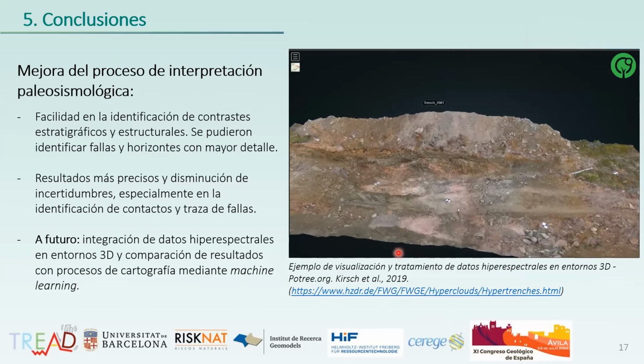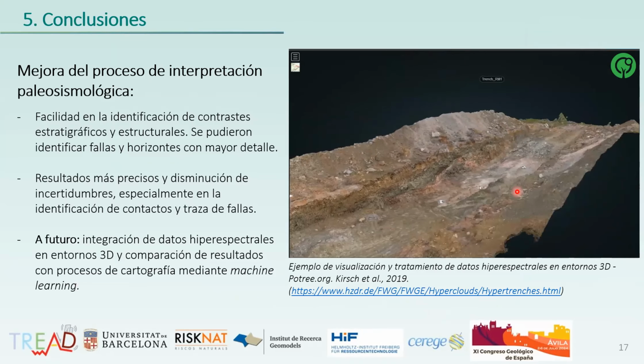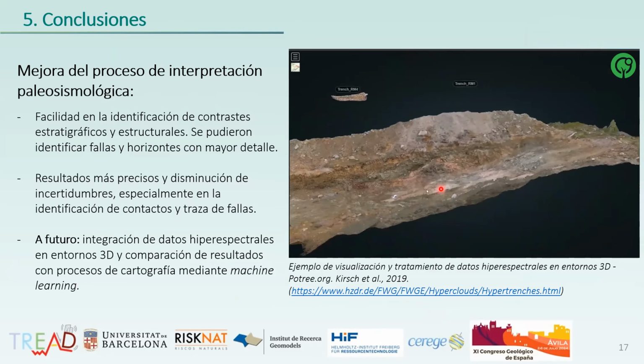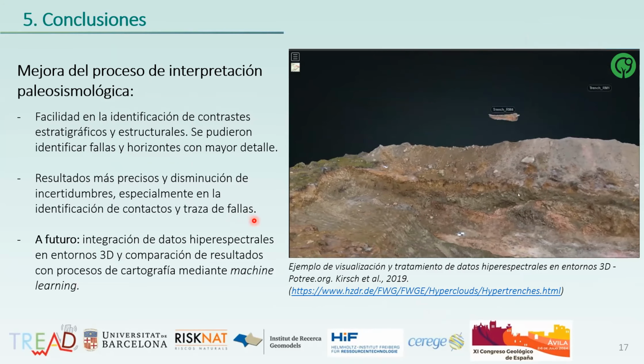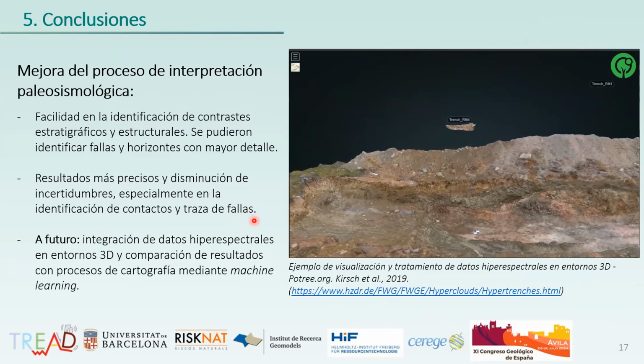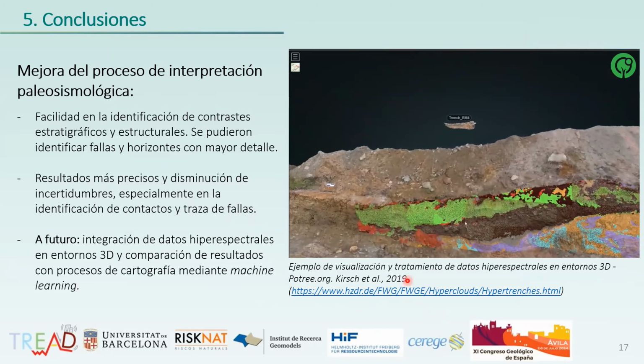So just to finish, the idea is to work, and the next step is to create a hypercloud, trying to put the hyperspectral data into the point clouds, and trying to work with machine learning and some automatic mapping. So that's the idea.